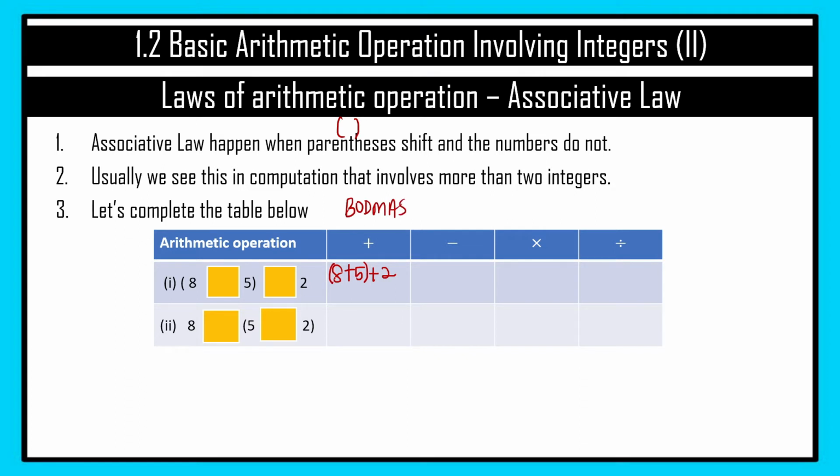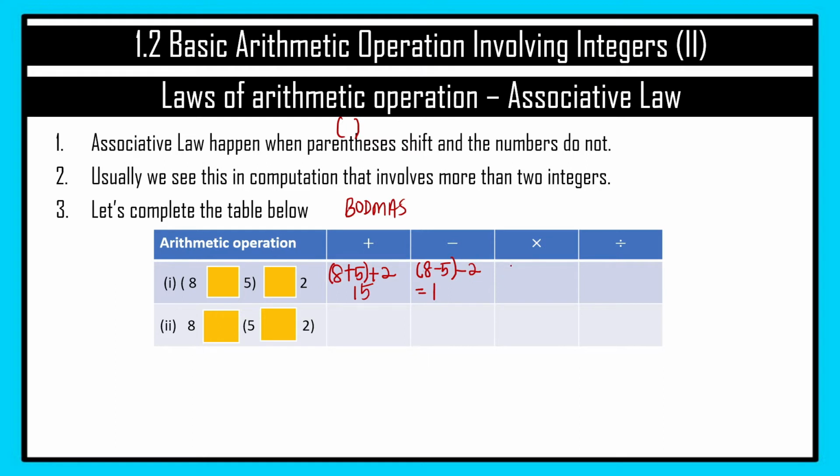So we got bracket, which is 8 plus 5. So 8 plus 5, you get 13, plus 2, which is 15. The next one is minus, so it's bracket 8 minus 5 minus 2. So we are going to do the bracket first. 8 minus 5, you will get 3. And then minus 2 again, which is your final answer as 1.